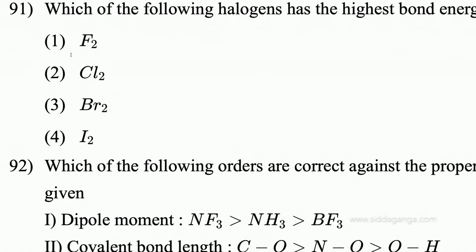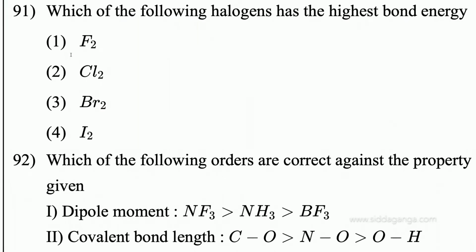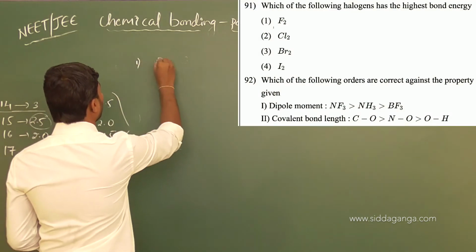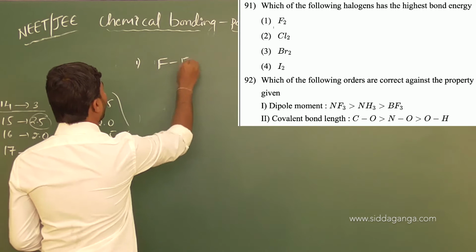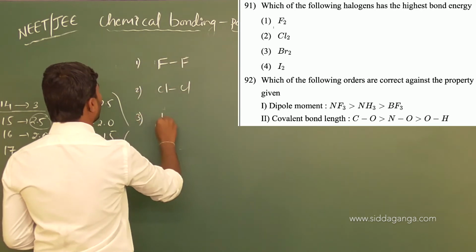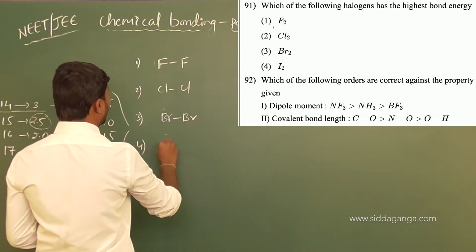So the next question, which of the following halogens has highest bond energy? Okay, here the option is given, which of the halogen molecule will have highest bond energy? Third one Br, and the fourth one I.